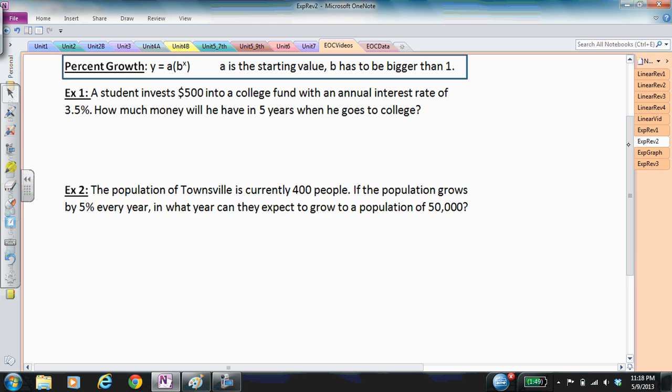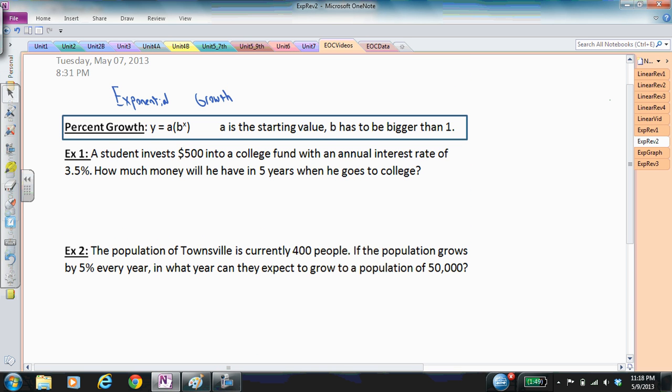Let's look at another couple examples. And specifically, we're looking at exponential growth and percent growth. So when you're given a growth percentage instead of a growth factor. So again, the equation is still y equals a times b to the x, where a is the starting value. But with growth, b has to be bigger than 1. So whenever b is bigger than 1, it's exponential growth.